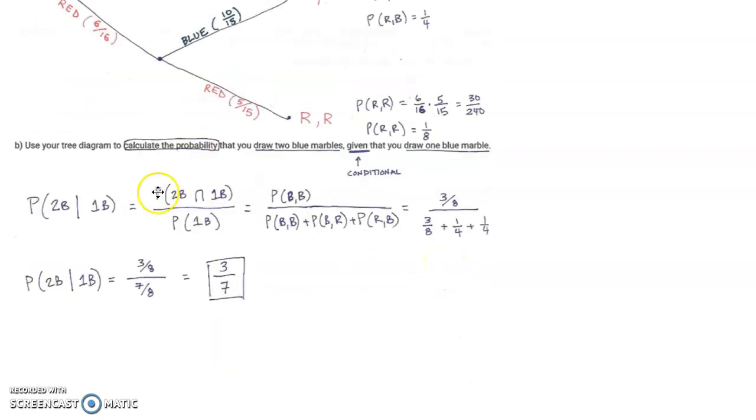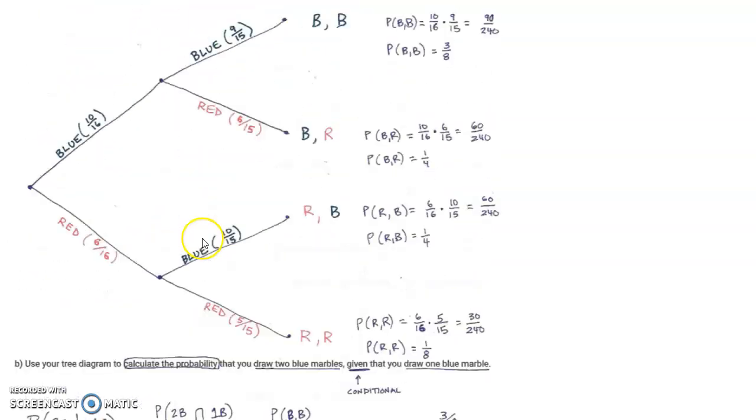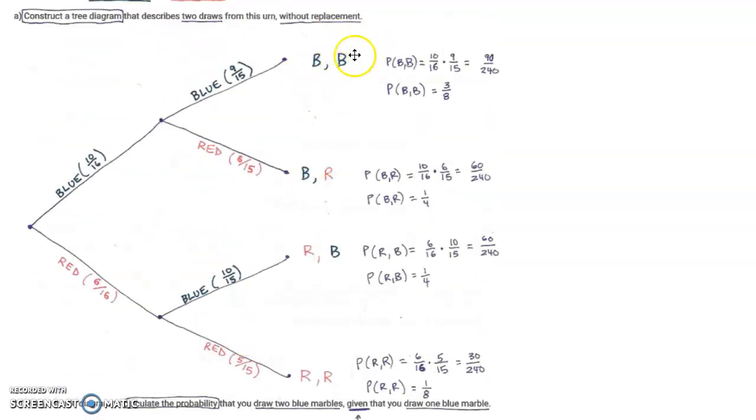Not too bad. Using the tree diagram to calculate the probability that you draw 2 blue marbles given that you draw 1, well, we use the same formula as before, the probability of 2 and 1 divided by the probability of 1. Looking at the different events here, this is the only probability of drawing 2, so that is the top number. The probability of drawing 1 blue marble is this one, plus this one, plus this one. And there's our answer. All right.